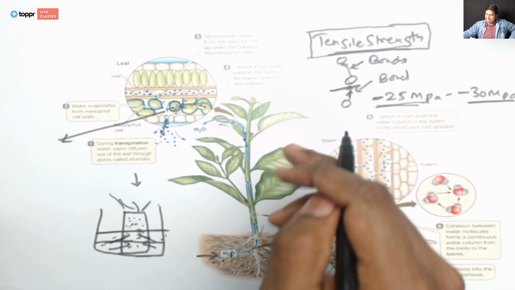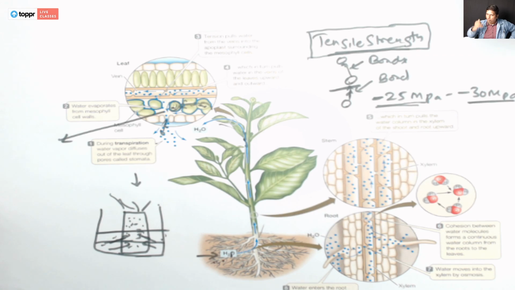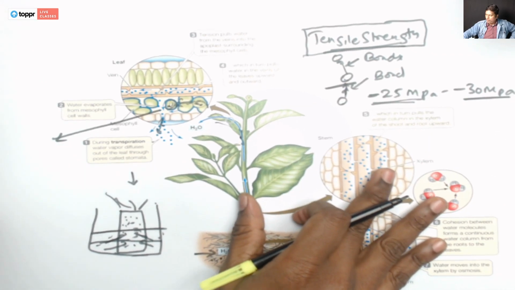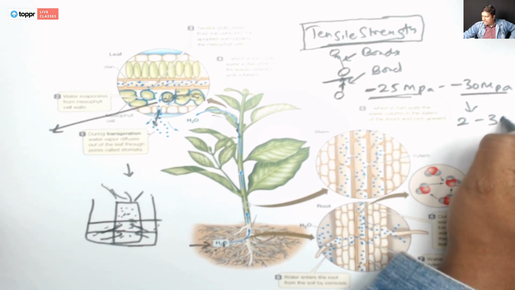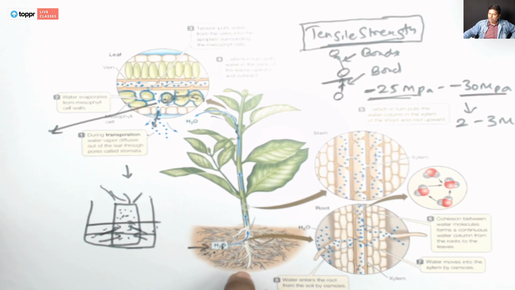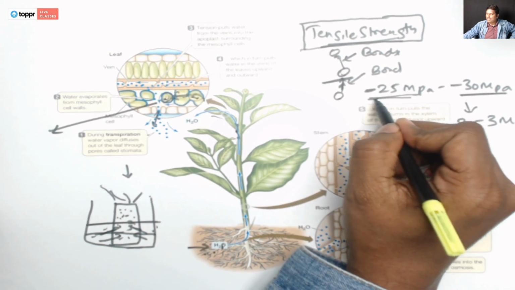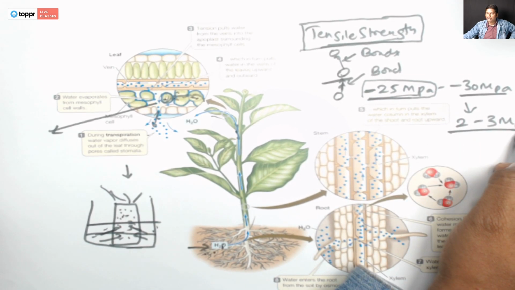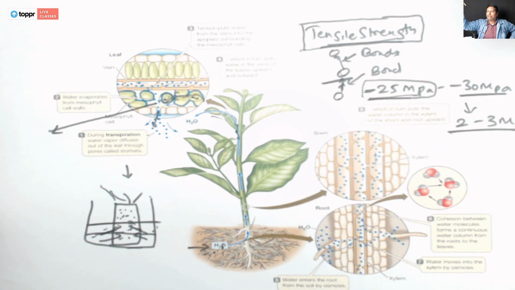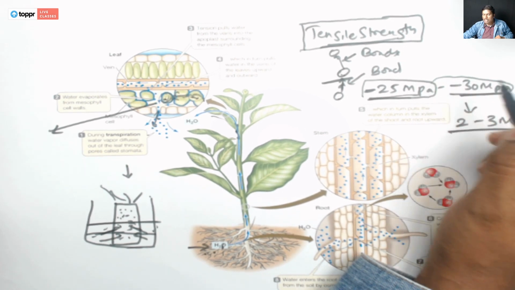And what is the pressure that we need to push the water all the way from the bottom to the top? If you go back and check later, you will see that you need a pressure of 2 to 3 megapascal to push the water all the way from the bottom to the top of a plant which is 110 meters. So water has a lot more tensile strength than the pressure that is needed to push the water all the way to the top. In other words, the water stream will not break into two, because it has very good tensile strength.